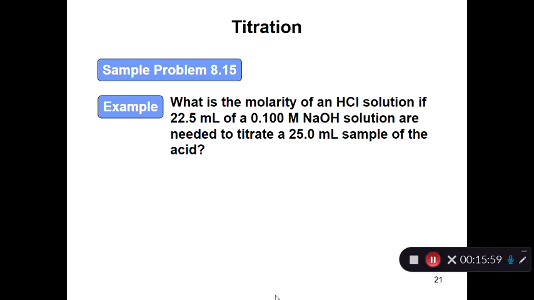We are going to solve our problems. Titration. How to solve this problem? This is not new problem. We already worked with this problem in solution chapters. Question says, what is the molarity of HCl solution if 22.5 ml of 0.100 molar NaOH solution are needed to titrate a 25 ml sample of acid? Please remember, when we say titrate, it means we are going to talk about a process of neutralization. It means we are going to make same amount of acid, same amount of base.